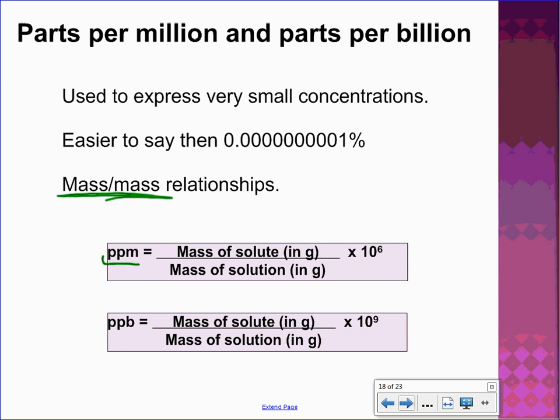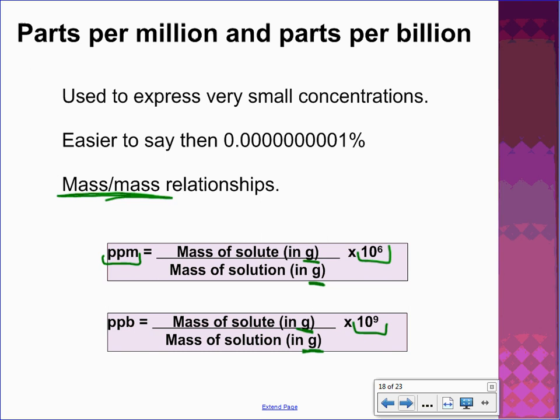So with parts per million, it is the mass of the solute, again in grams, divided by the mass of the solution in grams. And this is all now multiplied by 1,000,000 rather than 100. So instead of putting it in a percentage by multiplying it by 100, if we multiply it by 1,000,000, this puts us in parts per million. With parts per billion, it's the same thing. Mass of the solute in grams divided by the mass of the solution in grams. And this time we're going to multiply it by 10 to the 9 or by 1,000,000,000.